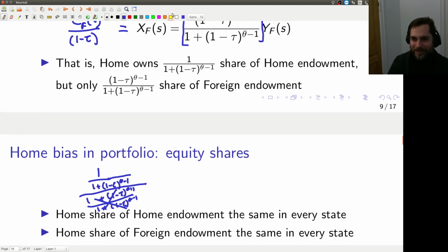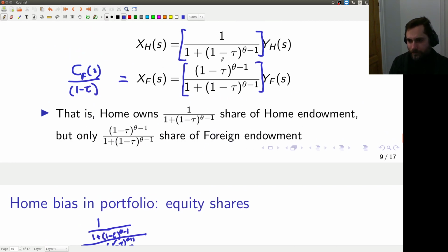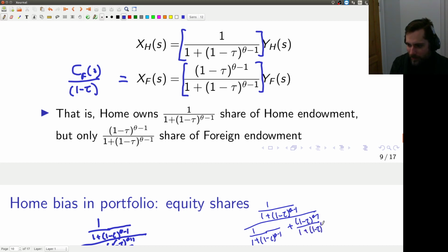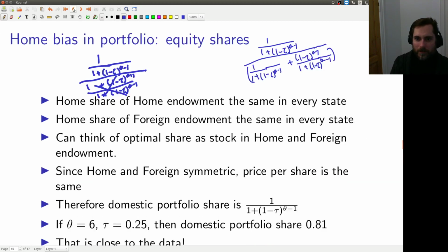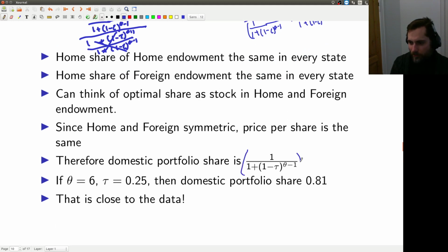If you just take these two, so what did I do? Okay, let's just take this. All you got to do is take this expression and then divide it by this expression plus that expression. That's what I did. So let me write it out more clearly. So that is 1 divided by 1 plus (1 minus tau) to the theta minus 1, divided by, now I'm going to not skip a step here, 1 divided by 1 plus (1 minus tau) to the theta minus 1, plus (1 minus tau) to the theta minus 1 divided by 1 plus (1 minus tau) to the theta minus 1. Okay, and what you'll see is that this term on the bottom just turns into 1. So you're just left with the term on the top, and that is what I wrote here. Okay, so that's how we got this domestic portfolio share.